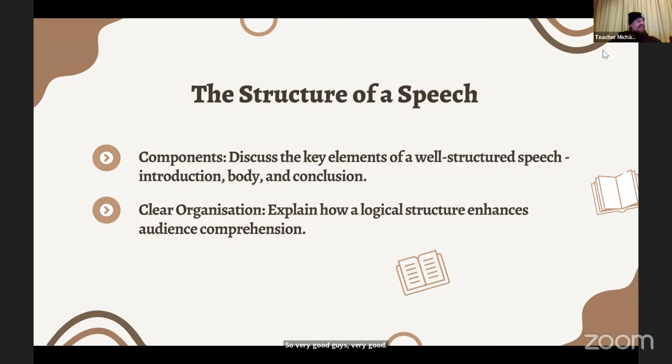Okay, so next we have the body of the speech. So what do we think is something important to consider about the body of the speech? So the main part of the speech that we want to listen to.